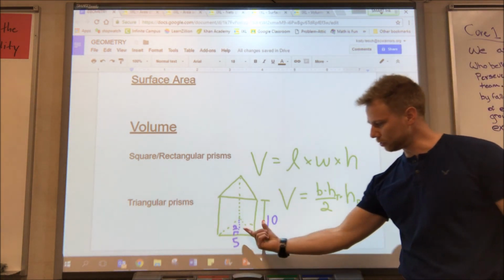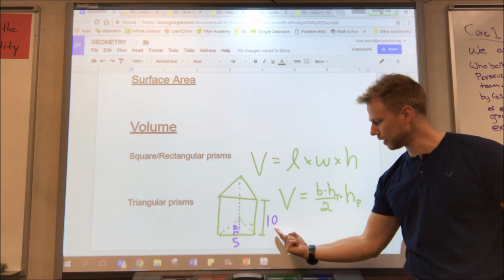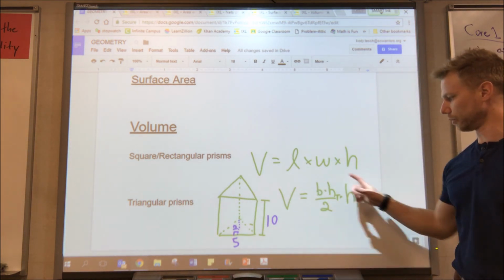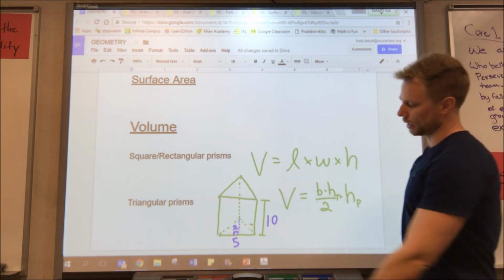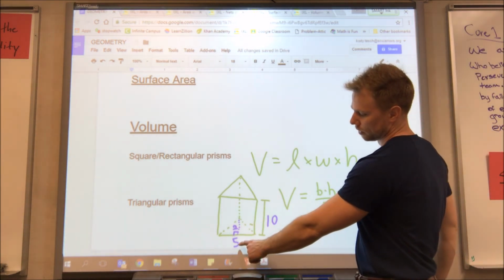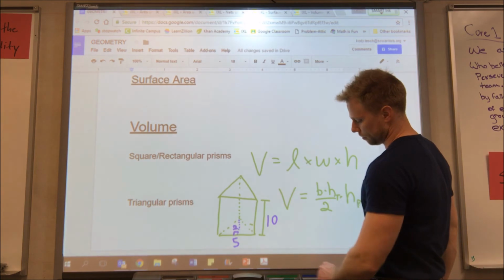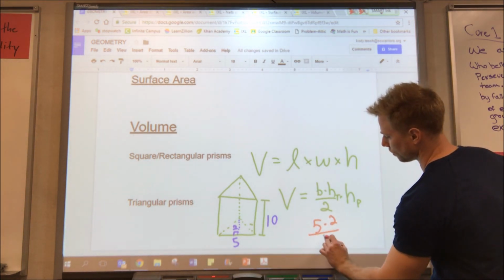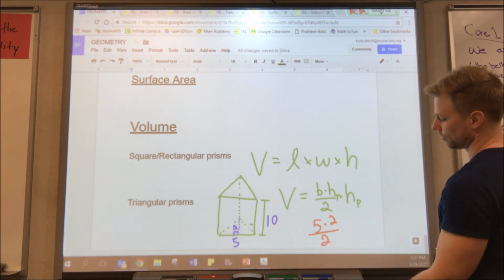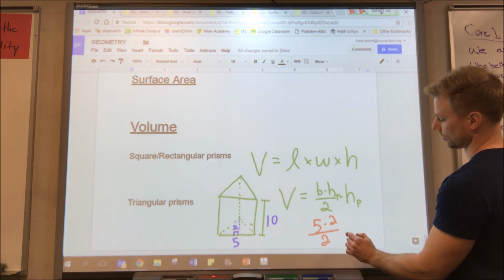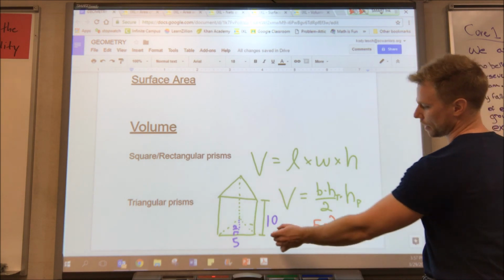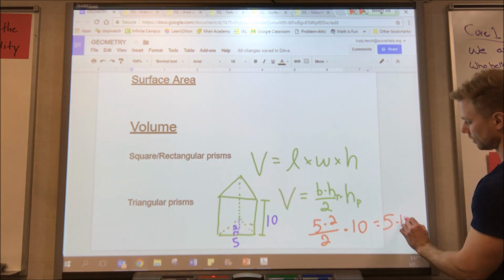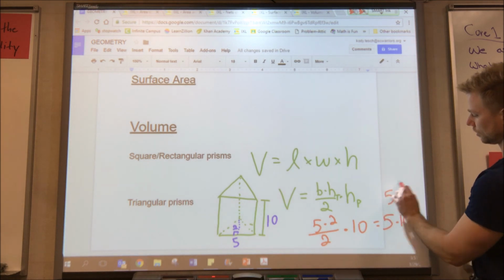Okay, so you see the 2 different heights, height of the triangle, height of the prism. They're noted differently in our formula as well. So make sure we write down that formula. Okay, so let's start with the area of the base. Area of a triangle is base times height divided by 2. So I'm going to do 5 times 2 divided by 2. That's 10 divided by 2, which is just 5. And then we're going to multiply that by the height of the prism, which is 10. So I end up with 5 times 10, which is 50.